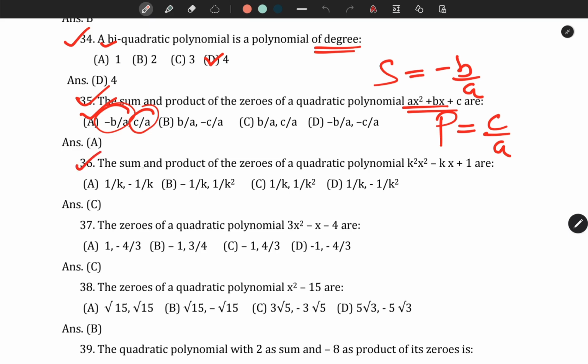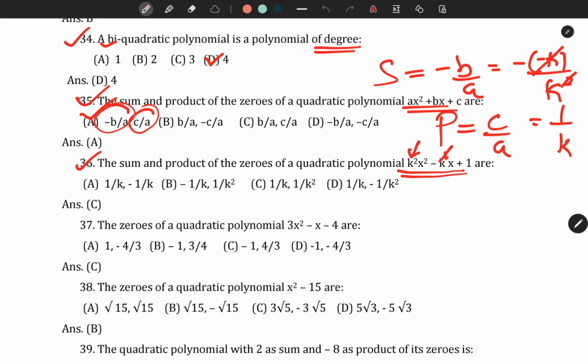Next one, sum and product of this polynomial. So we know sum is minus b by a. So in this case, b is minus k. So if I put minus b, minus k, and a is the coefficient of x square, that is k square. So minus minus will become plus. If you cancel one k here, we'll be left with 1 by k. The sum is 1 by k.